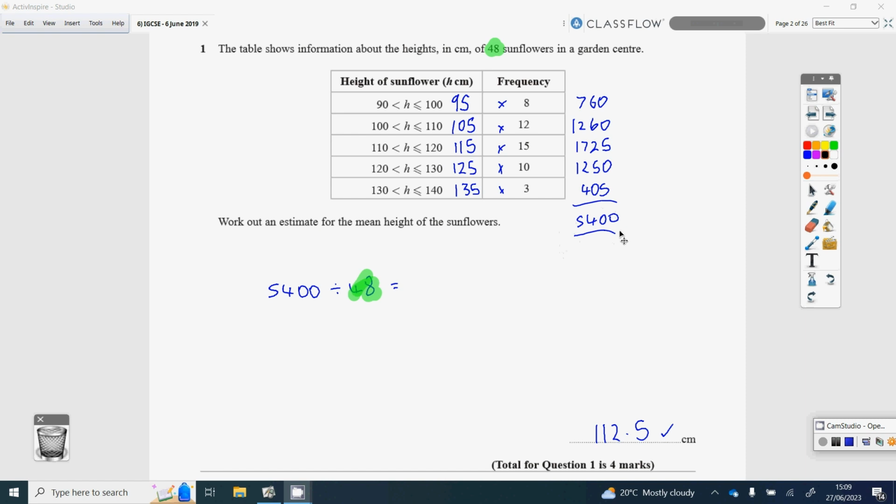Now be careful what you divide this by. This is the total height of the 48 sunflowers. So make sure you divide by 48, not by the number of rows, which is 5. That gives us 112.5, which must be your final answer. Do not round it because it says the word estimate. Remember that estimating was to do with this assumption you made at the beginning. So make sure your final answer is 112.5.